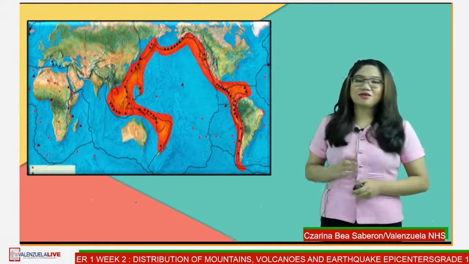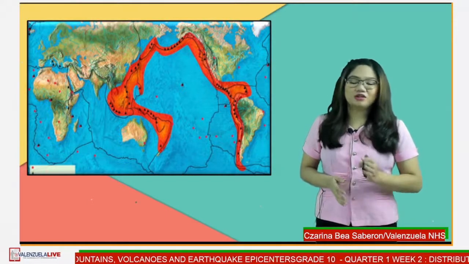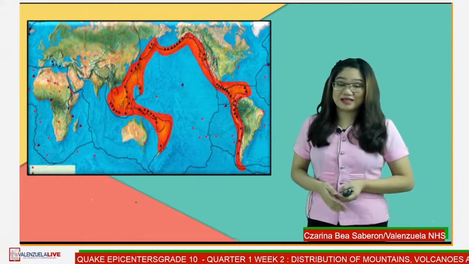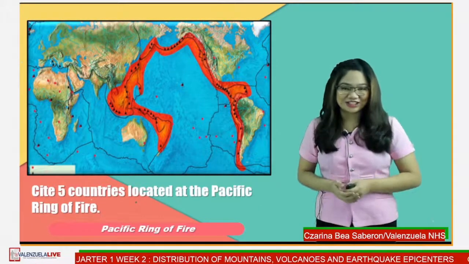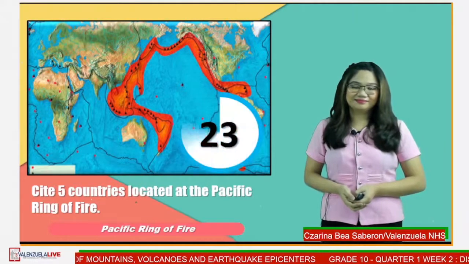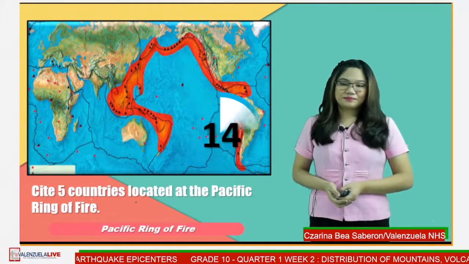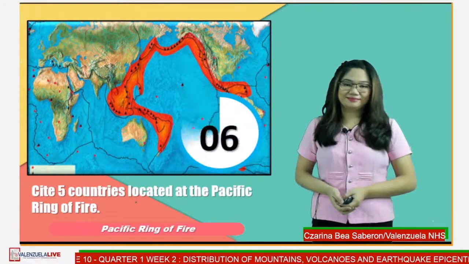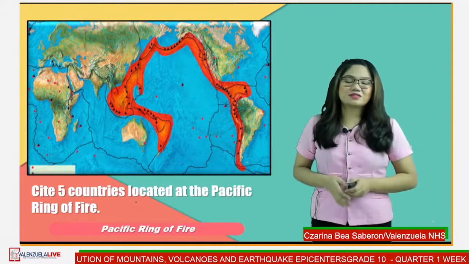Okay, so another thing that is common about the distribution is that they actually lie at the Pacific Ring of Fire. So I know you guys are already much familiar with the Pacific Ring of Fire. So I want you now to cite 5 countries that belong to the Pacific Ring of Fire. So I'm going to give you an ample time to think and write your answers on the comment section. All right, time's up. So let us now see if we got your answers on the list.